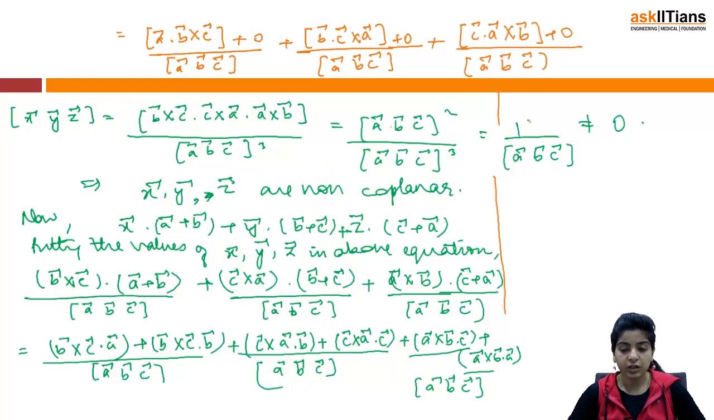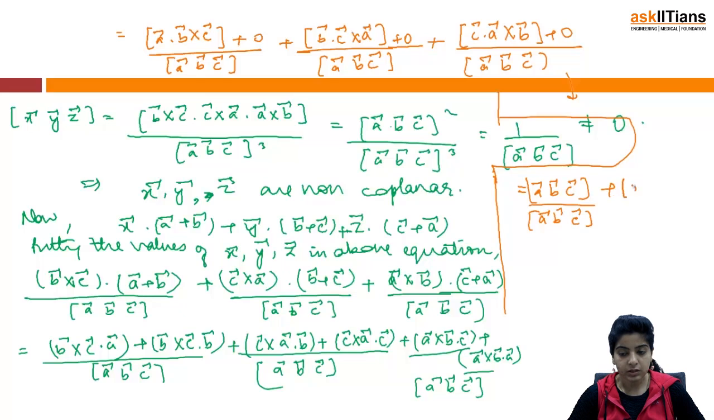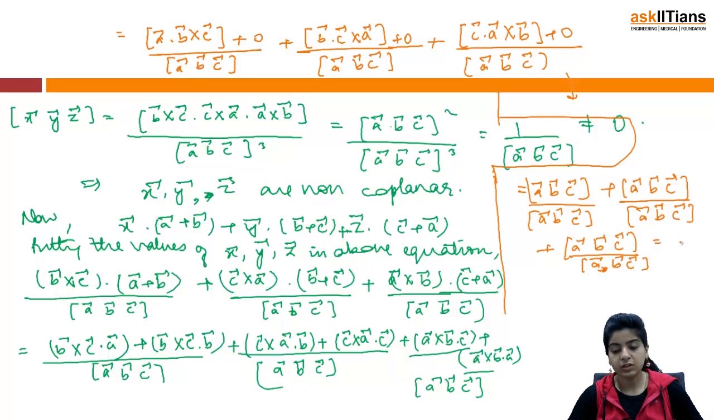So this further again can be written as [A, B, C] by [A, B, C] plus [A, B, C] by [A, B, C] plus [A, B, C] by [A, B, C]. So this is 1 plus 1 plus 1, so this is 3. So the value of the required term is 3.